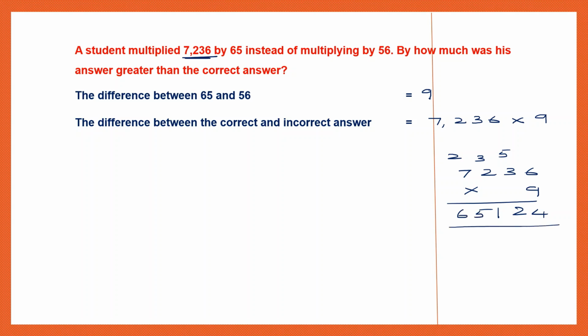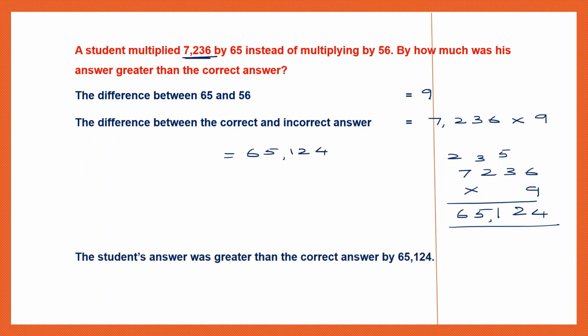So what do we have here? 65,124. That means the student's answer was greater than the correct answer by 65,124. So I've taught you two methods. Depending on which method you are going to be using in class, you can choose one of these.